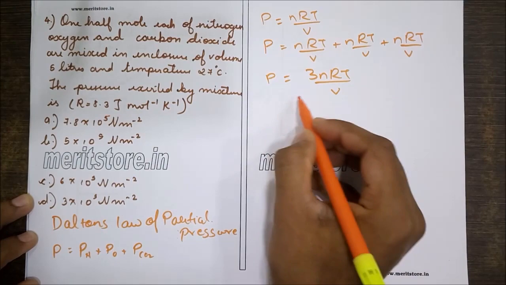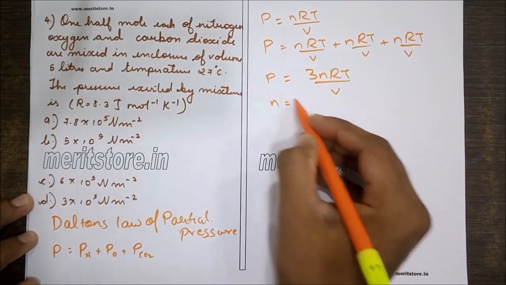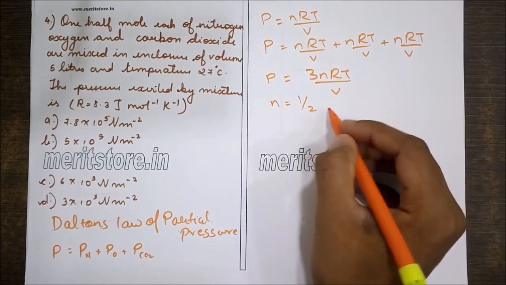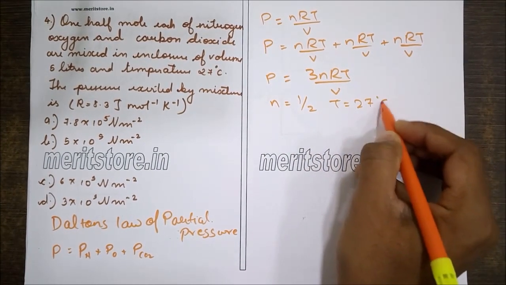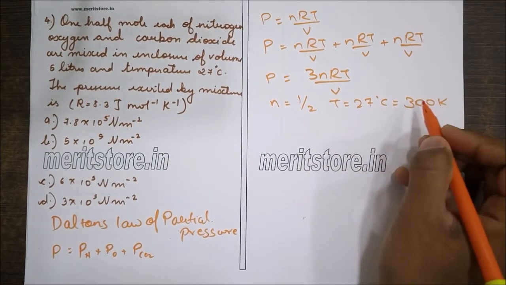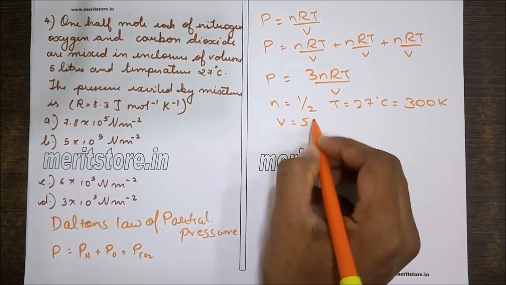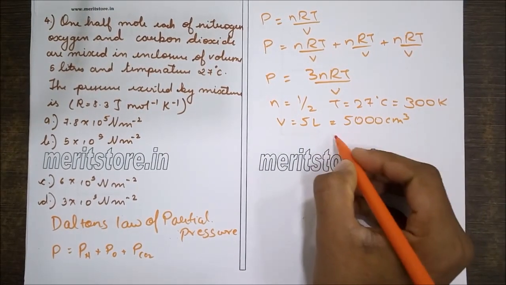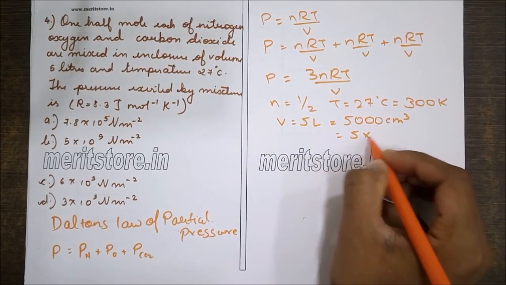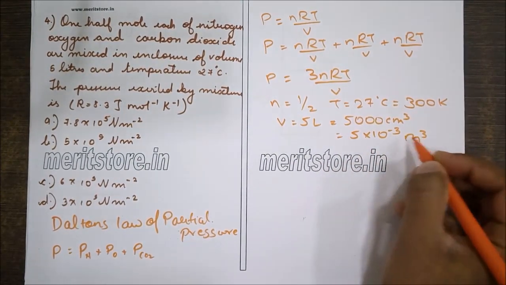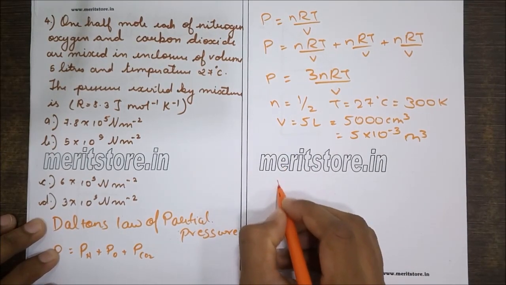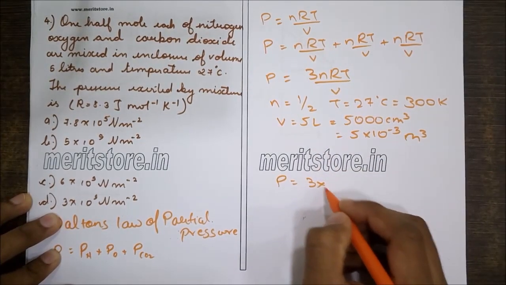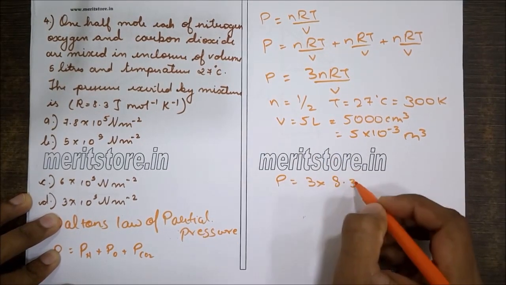Now here the value of n is given as half mole, and therefore now just solving this, temperature is given as 27 degrees Celsius, which is nothing but 300 Kelvin, and the volume is given as 5 liters, that is nothing but 5000 centimeter cube. In order to convert to meter cube, it would be 5 into 10 raised to minus 3 meter cube. So the value of pressure comes out as 3 into n is 8.31.